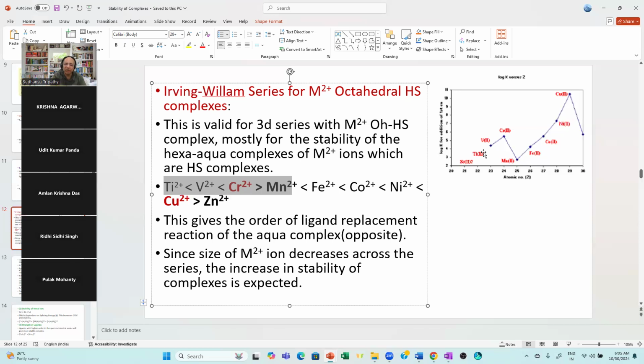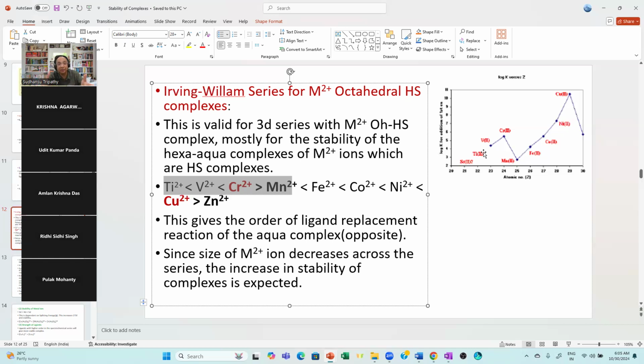By mistake I told 3 plus. We are all considering, in the Irving-Williams series, 2 plus. So chromium 2 plus actually sits on a hump, not vanadium 2 plus. That you must bear in mind. And then it increases, and manganese actually is falling down.